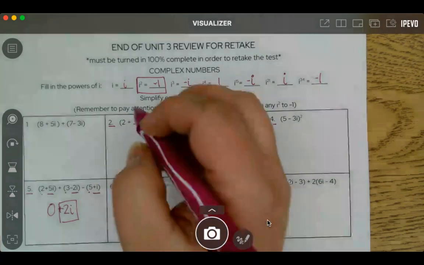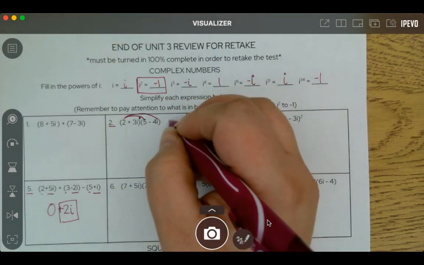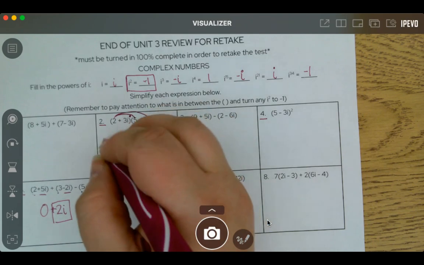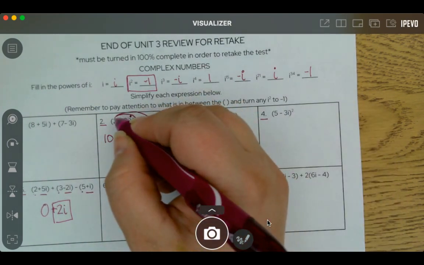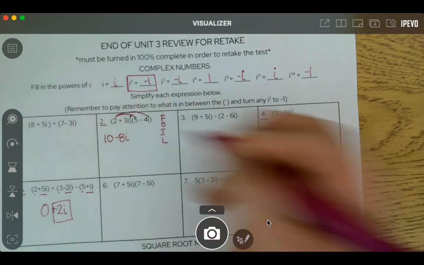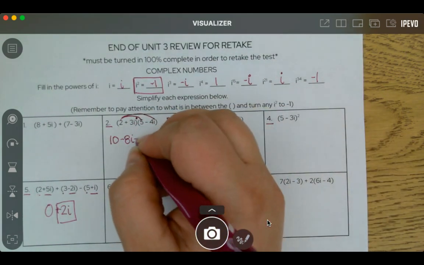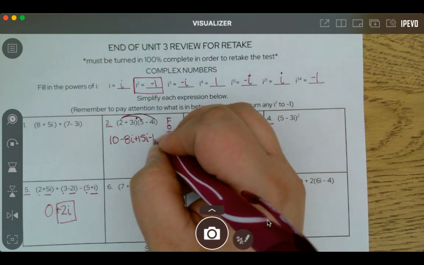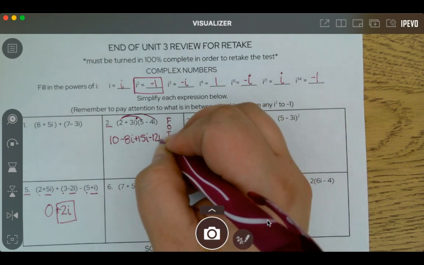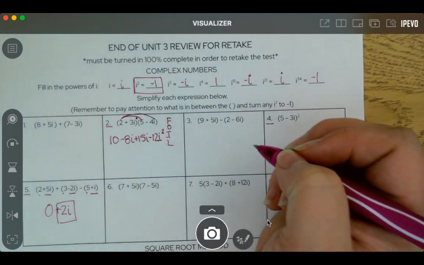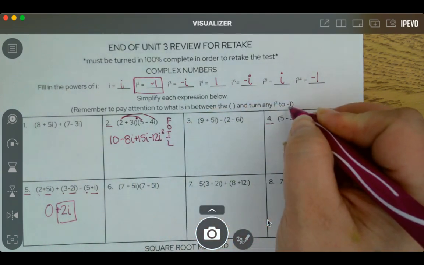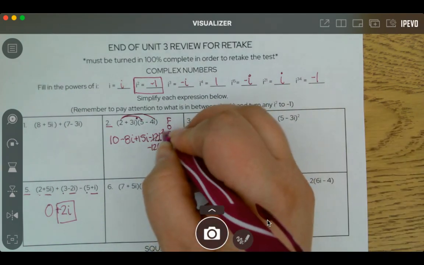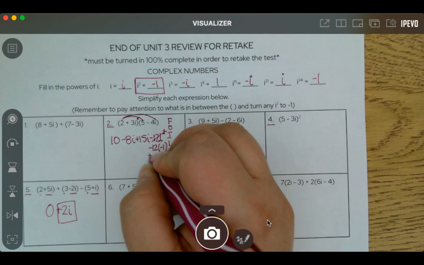If there is nothing in between, that means you need to distribute or FOIL. So 2 times 5 is 10. 2 times -4i is -8i. 3i times 5 is 15i. And 3i times -4i is -12, and then i times i actually makes i squared. i squared is -1. So this becomes -12 times -1. And that's really just positive 12.